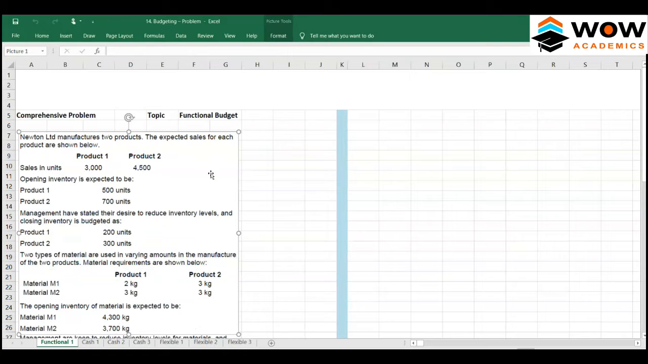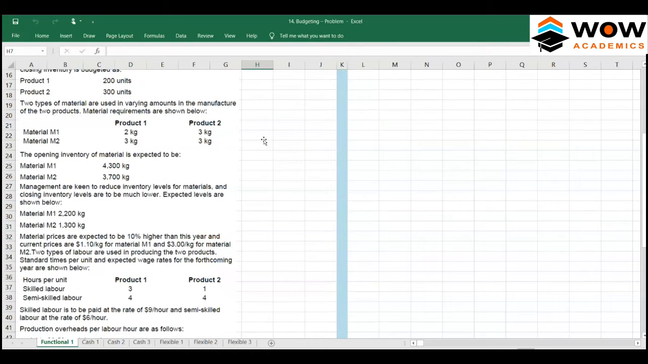So we'll start here with the problems of budgeting. The first type of problem that we are going to look at is the functional budgets. In functional budgets theory, we have seen that functional budgets refer to the sales budget, materials budget, labor budget, overheads budget, like that. So here we would be doing all types of these budgets.